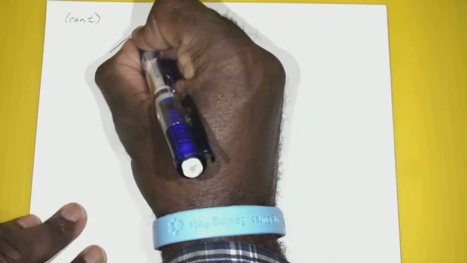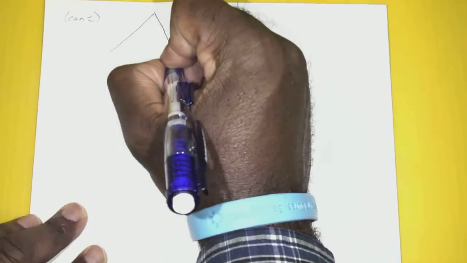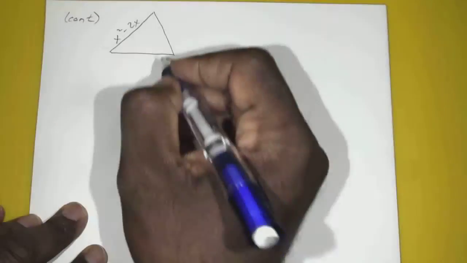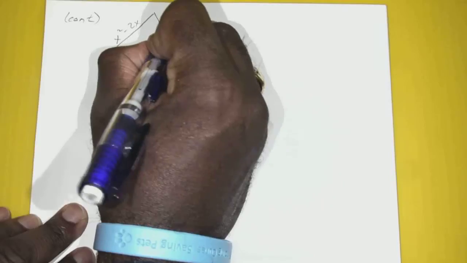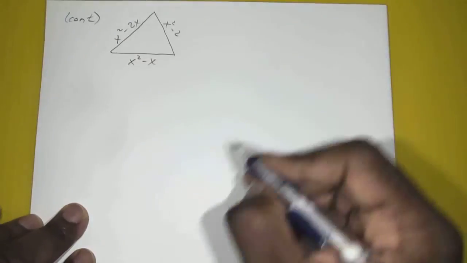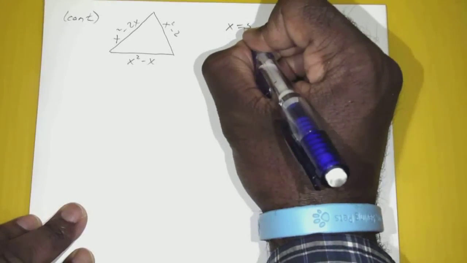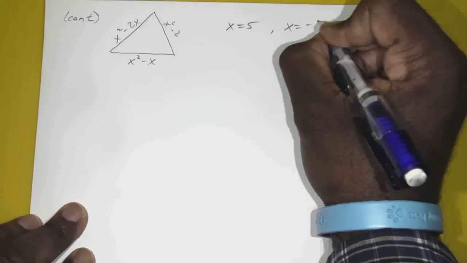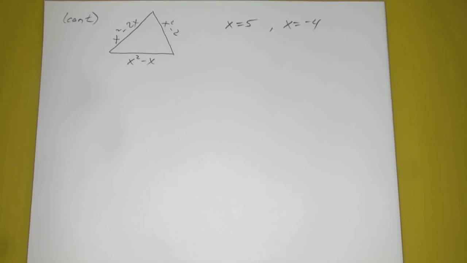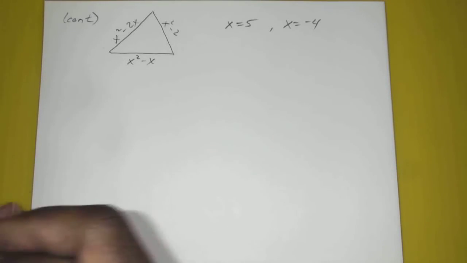So, just going to redraw the triangle from the beginning. That's our x squared minus 2x, x squared minus 2, x squared minus x, and our answers are x equals 5 and x equals -4. Okay, so first we'll plug in our x equals 5.